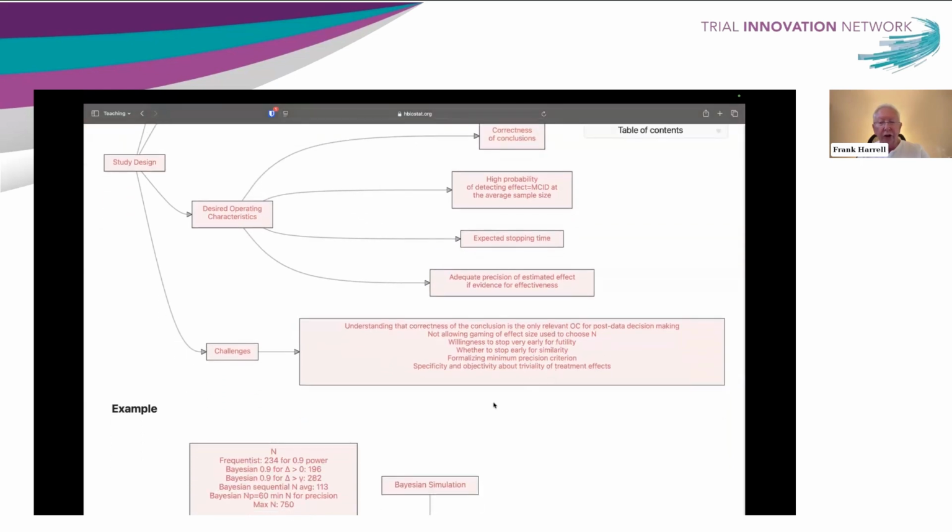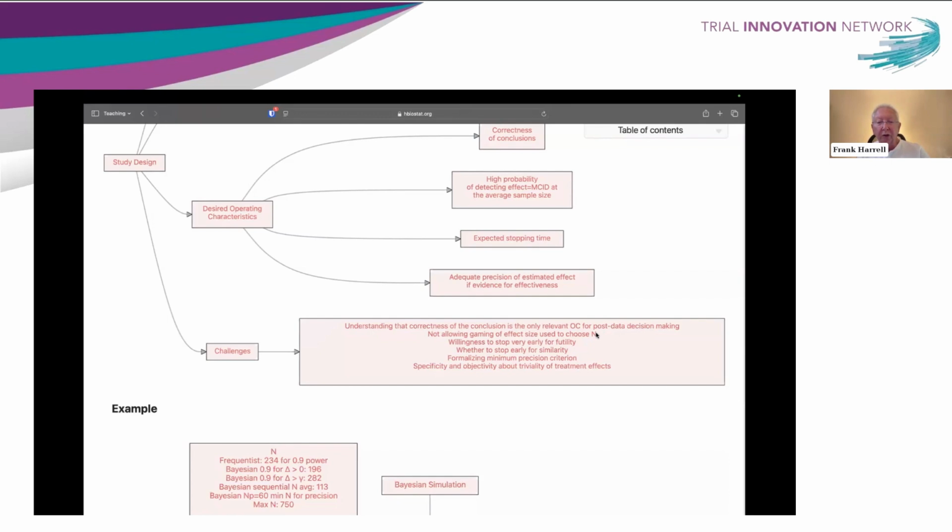So here are the challenges that we face. Understanding what an operating characteristic is for Bayesian could not be more different than an operating characteristic for a frequentist design. So the only operating characteristic that's important for a Bayesian is related to post-data decision making. Are you making the right decisions or not? That's all we care about, other than things like precision sometimes.